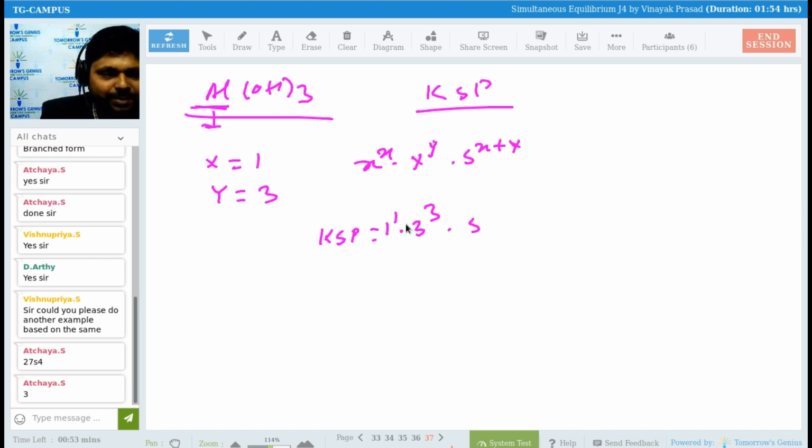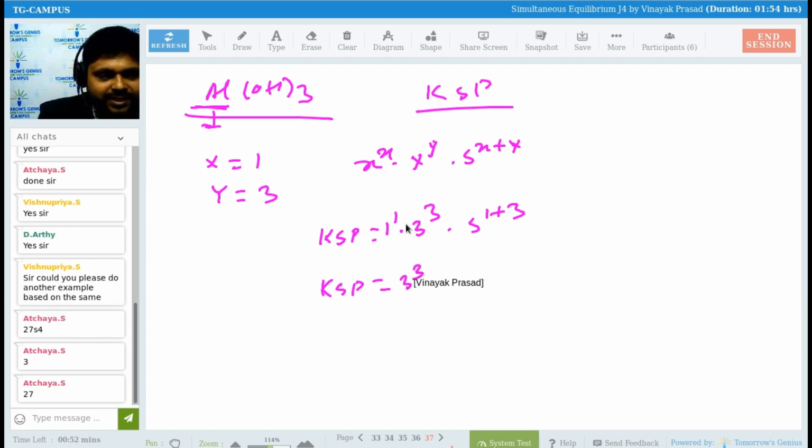So x plus y is what? 1 plus 3. Can we write 1 plus 3? Isn't it? So the right answer will be what? Ksp equals 1 into 3, that will be 3 only. And 3 to the power 3. 3 to the power 3 equals what? 3 3s are 9, 9 3s are 27. 27. And s equals what?